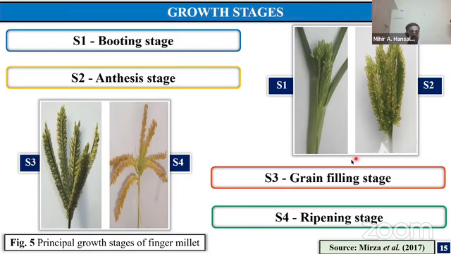S3 is the grain filling stage. Here, grain development has started, but the grain is still immature, so it can be crushed between fingers. And S4 is the ripening stage, where 50% of spikelets are ripened, and the grain is hard, so it cannot be divided by thumbnail. The inflorescence color also changes from yellow to dark brown.